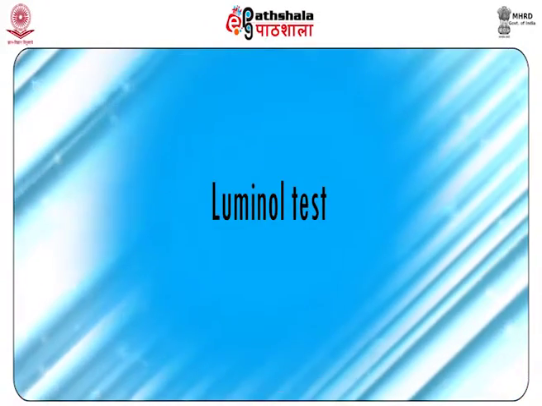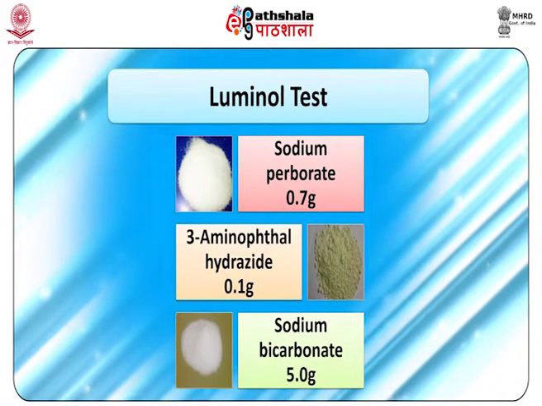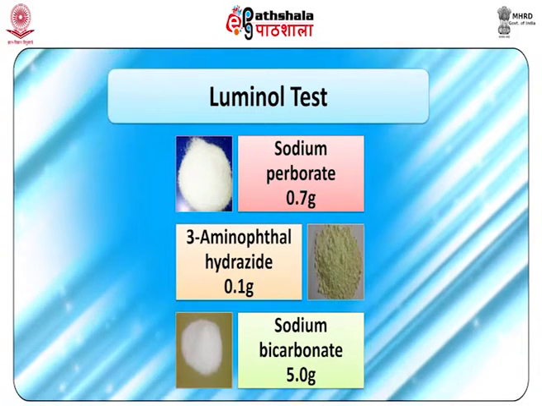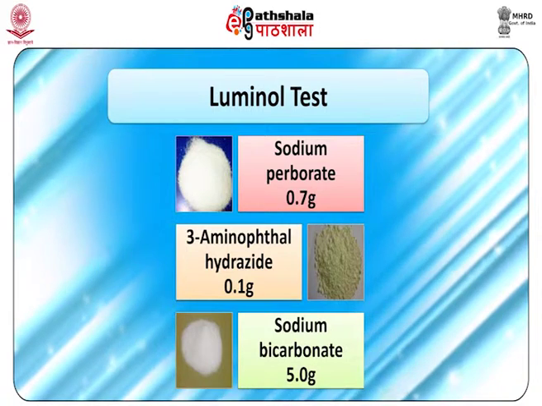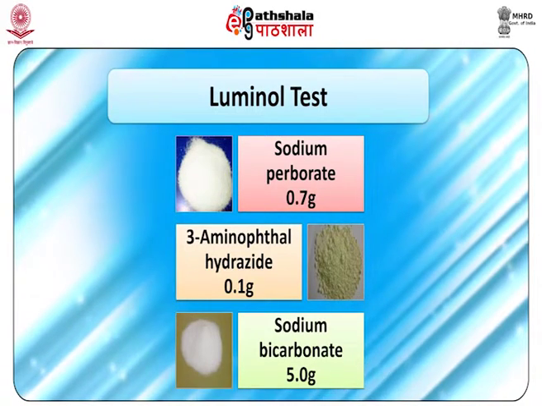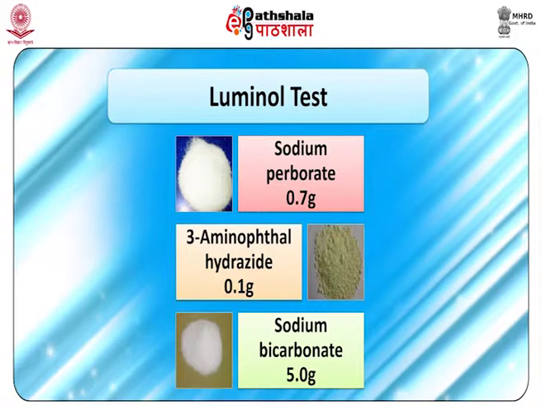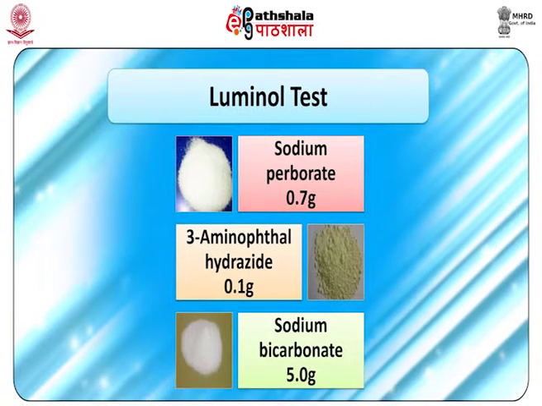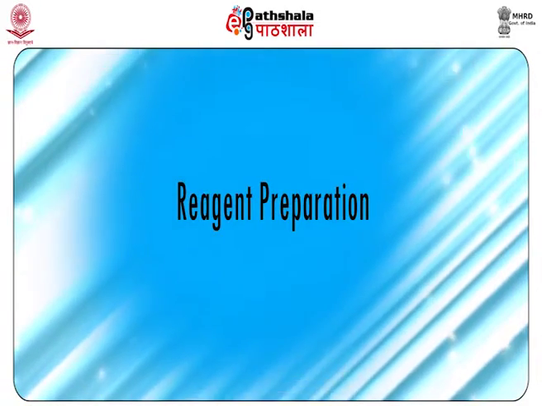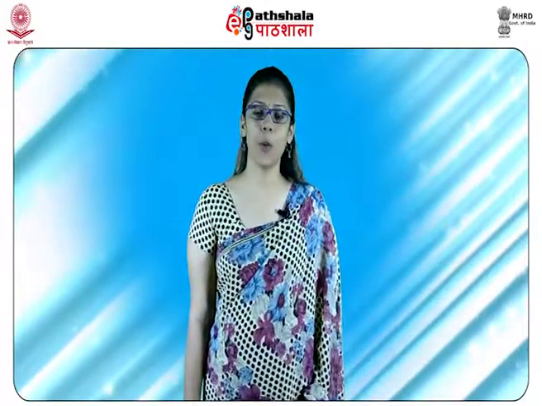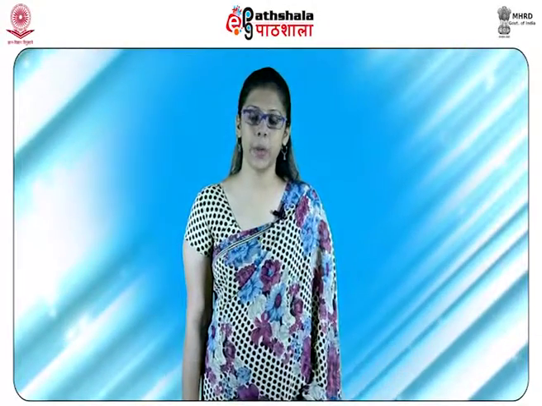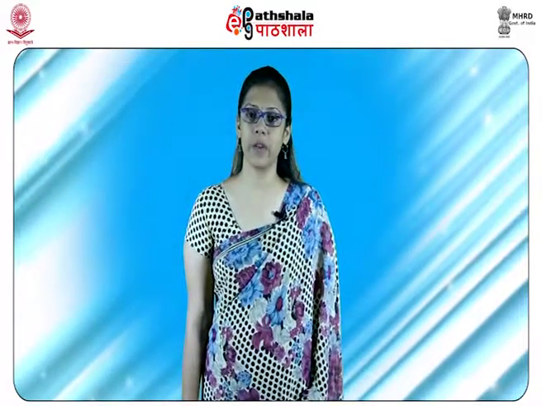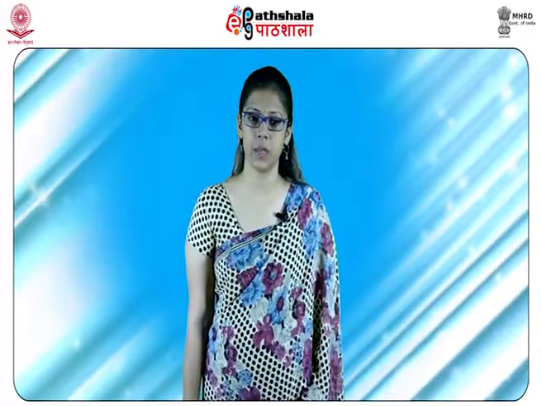Next is the luminol test. The luminol reagent we have to make first, in which we take sodium perborate 7 gram, 3-aminophthalhydrazide 1 gram, sodium bicarbonate 5 grams. Then we prepare the reagent. The reagent is formed by taking 0.7 gram of sodium perborate and 1 gram of 3-aminophthalhydrazide mixed with 5 gram of sodium bicarbonate.